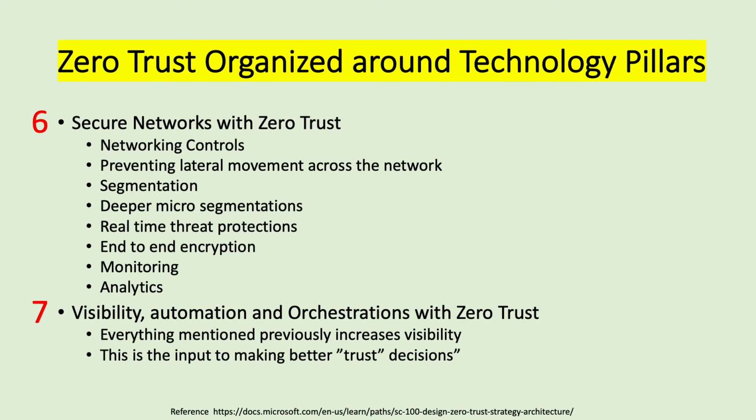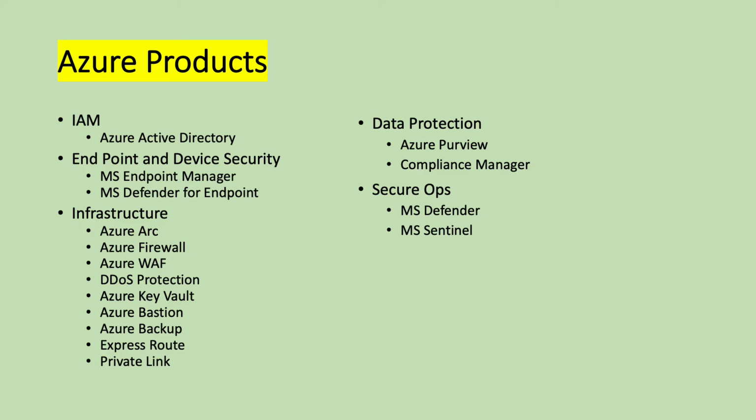And just to wrap it up here, we want full visibility, automation, and orchestration with zero trust. We want to know exactly what is going on. And this actually means everything that we previously mentioned in the other technology pillars, right? And this is basically, if we look at this step number 7, the technology pillar here is all about making better trust decisions, right? We want to collect the data, the metrics, so we can act upon it, make decisions upon them, right? So that concludes the technology pillars, the 3 zero trust principles applied across the 7 technology pillars, right?